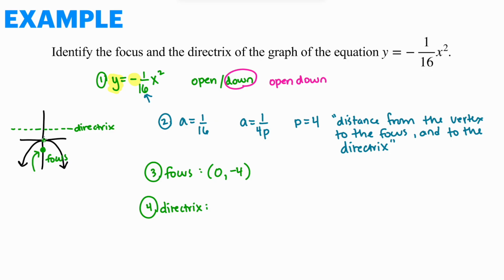The directrix is going in the opposite direction. If my origin is (0, 0), my directrix means that I went up 4. So my directrix is going to be y = 4, because again, the directrix is an equation. And so there are my two answers, my focus and my directrix.